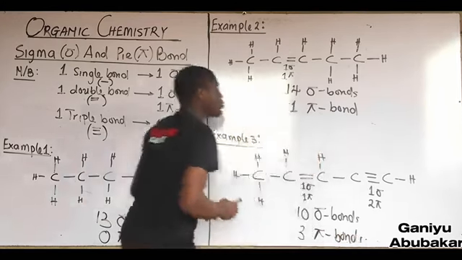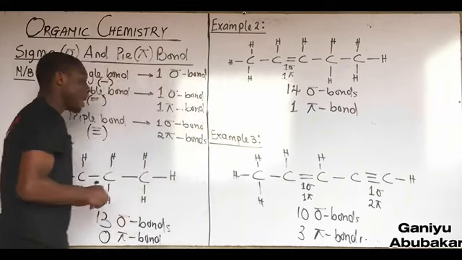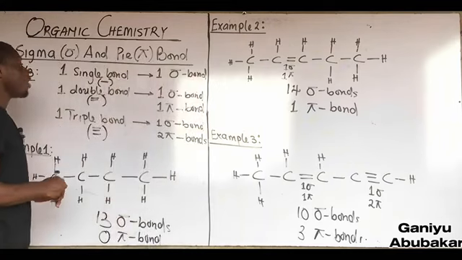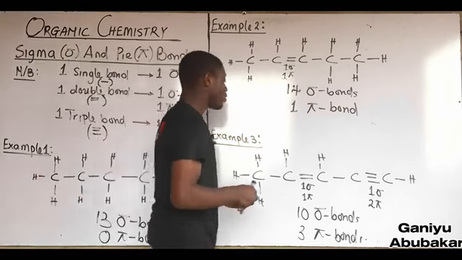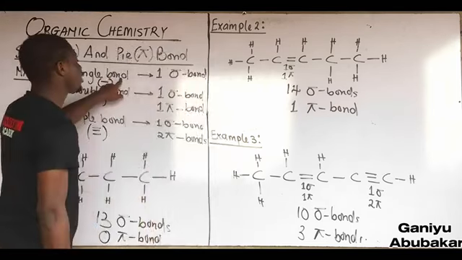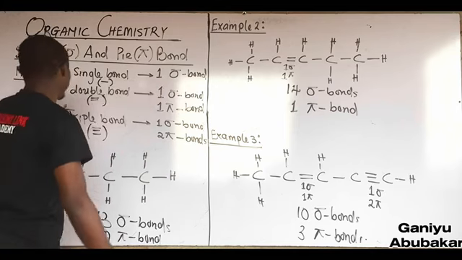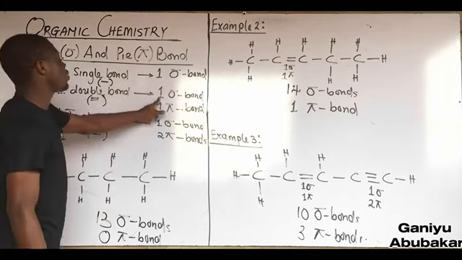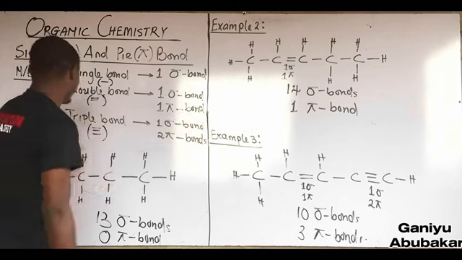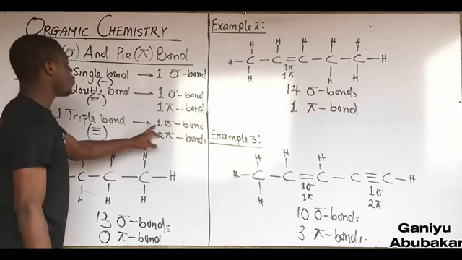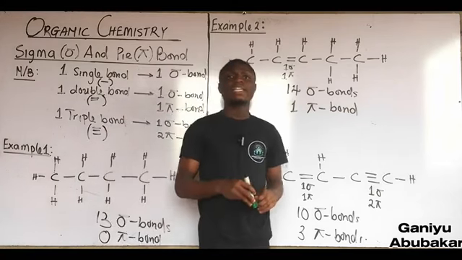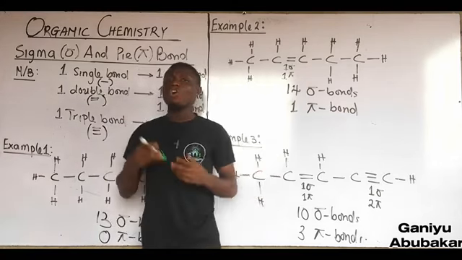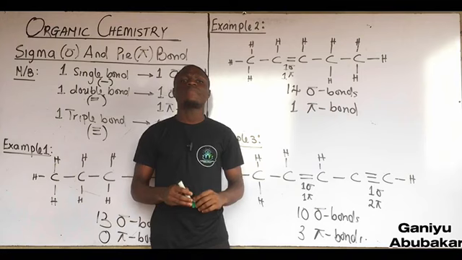So this is how to find the total number of sigma bonds and pi bonds using the sigma and pi bond concept. One single bond contains one sigma bond. One double bond contains one sigma bond and one pi bond. One triple bond contains one sigma bond and two pi bonds. In our next class, we'll look at how to name organic compounds.